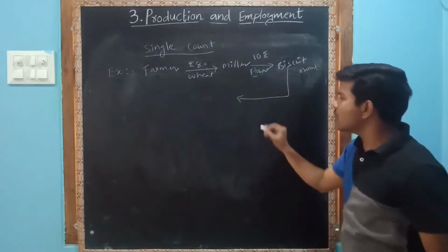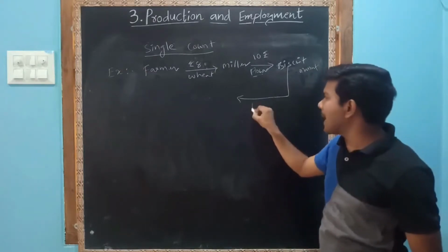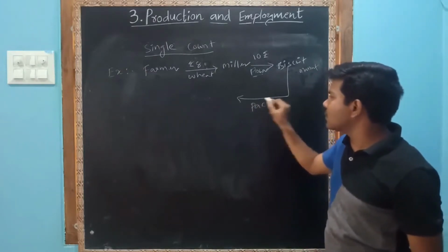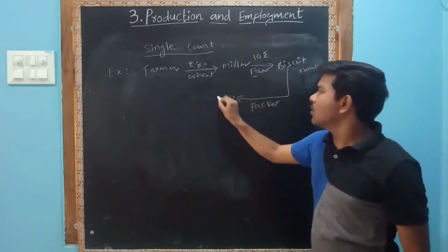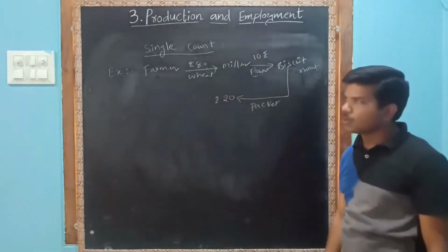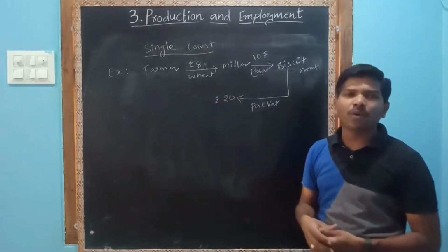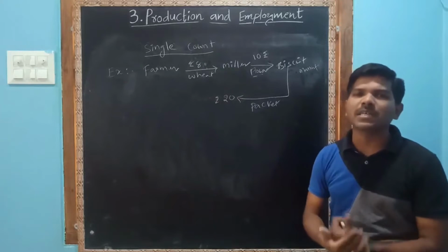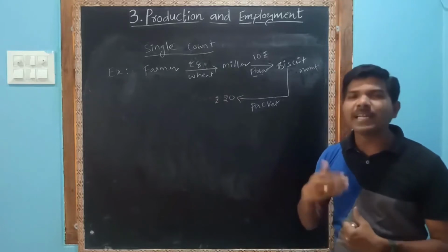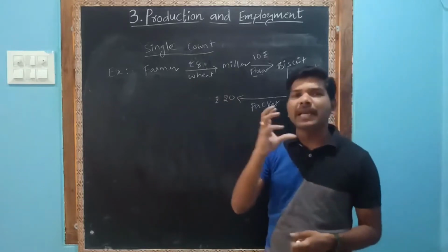This manufacturer made the biscuit packet and sold it into the market for 20 rupees. So let us find what is the primary product, what is the final product, and what is the intermediary product. Wheat is the primary product.